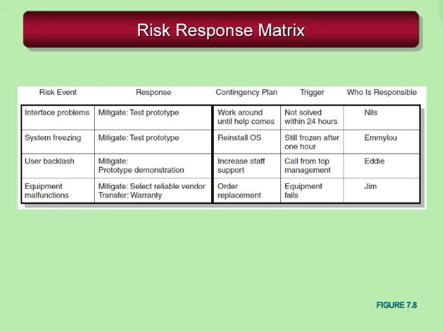In most of these cases, we're going to try and mitigate. What's our plan if the risk event occurs? What's going to be the trigger? How will we know if it's time to invoke the risk management plan? And ultimately, just like any other responsibility matrix, we've identified who's going to be responsible. Who do we go to when we have some problems with the interface, or we have user backlash issues, or equipment malfunctions? All these things are specified nicely within your risk response plan.